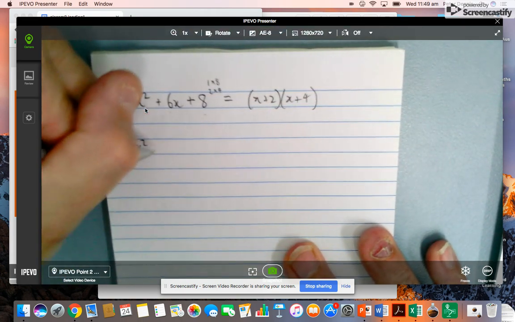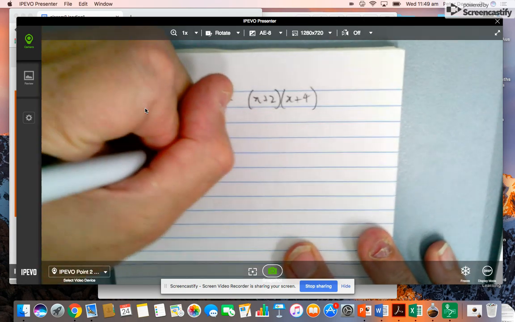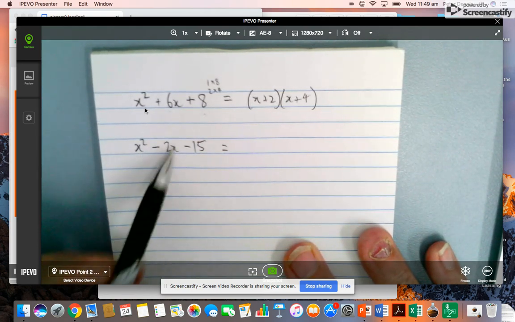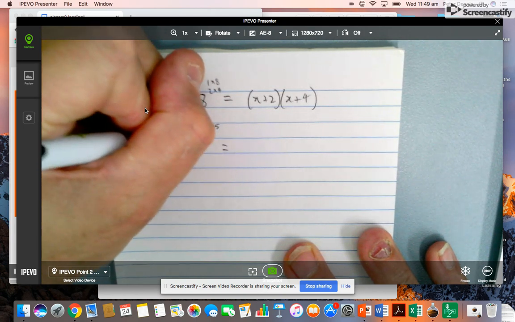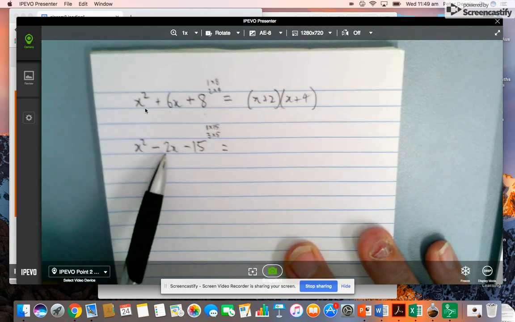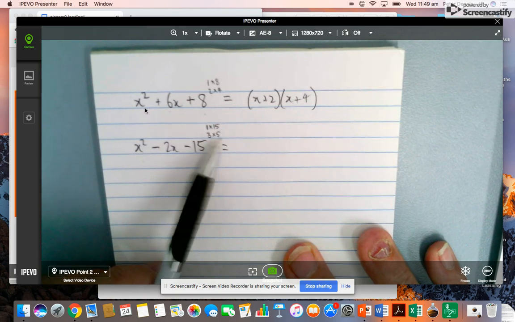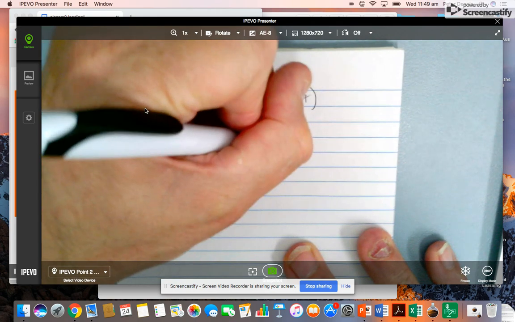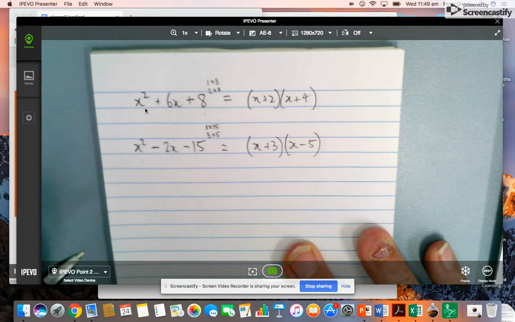If we have x squared minus 2x minus 15, what are we looking for? Two numbers that multiply together to give 15, add together to give minus 2. So again, we can write out the factors. 1 times 15 and 3 times 5. We want to get to minus 2, so 3 minus 5 is going to get us to minus 2. So it's going to be plus 3 and minus 5. And that's how we factorise quadratics.